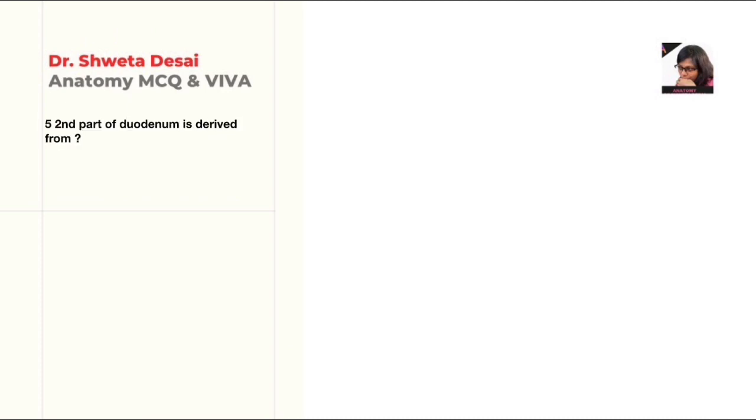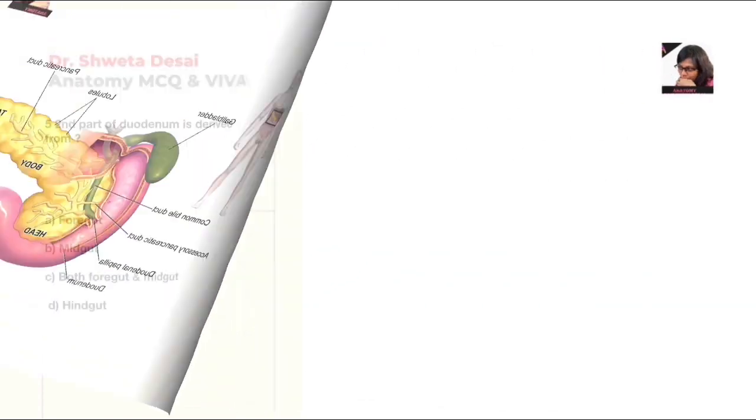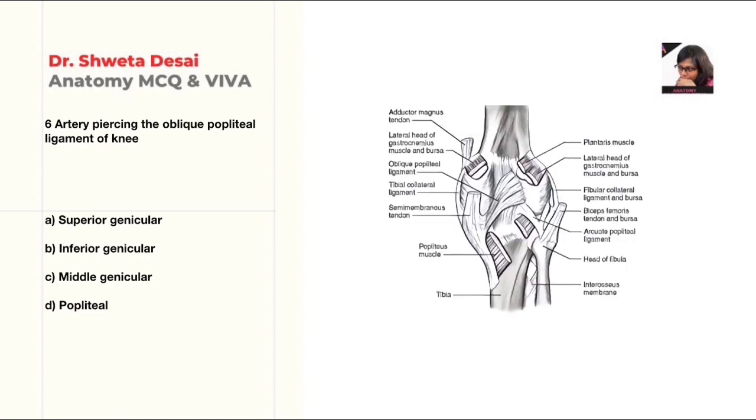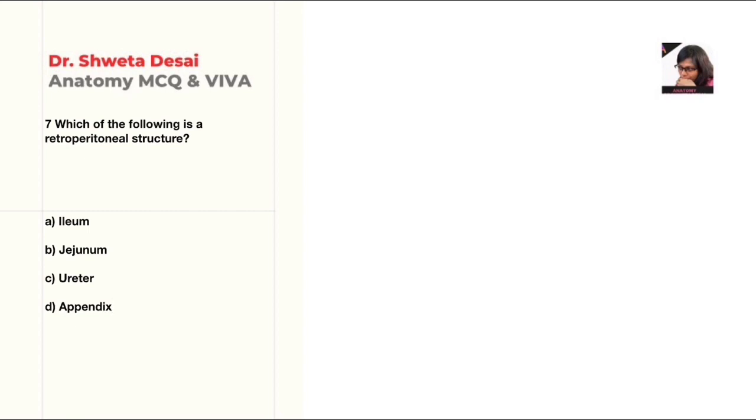Next question. Second part of duodenum is derived from. Options are A, foregut, midgut, both foregut and midgut or hindgut. The correct answer is C, both foregut and midgut. Next question, artery piercing the oblique popliteal ligament of knee. Options are superior genicular, inferior genicular, middle genicular or popliteal. The correct answer is C, middle genicular vessels. Next question, which of the following is a retroperitoneal structure? Options are ileum, jejunum, ureter or appendix. The correct answer is C, ureter.